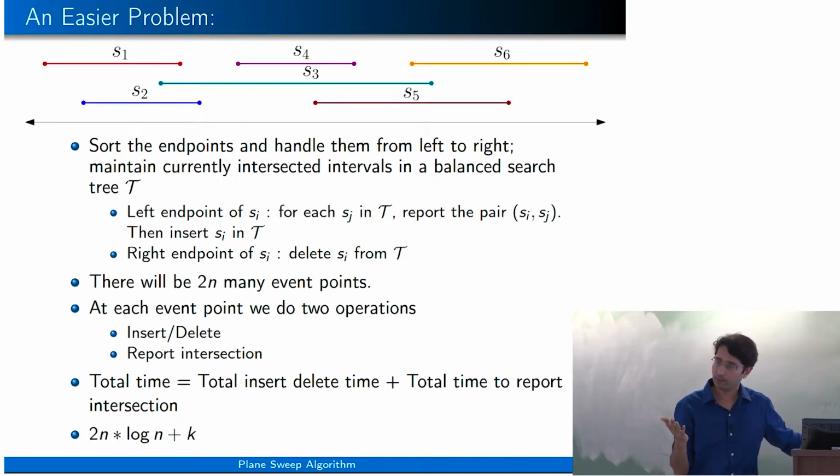And then when we reach some endpoint, I will put a pointer from this endpoint to the actual line segment. This small data structure makes it possible to do that. Instead of keeping just an integer number, I can keep a structure which is an integer number and a pointer to the actual line segment.